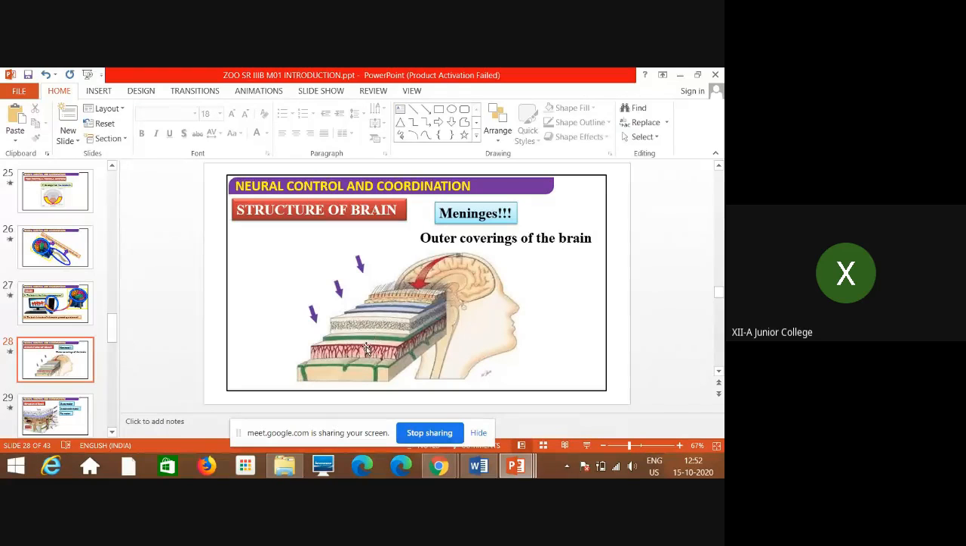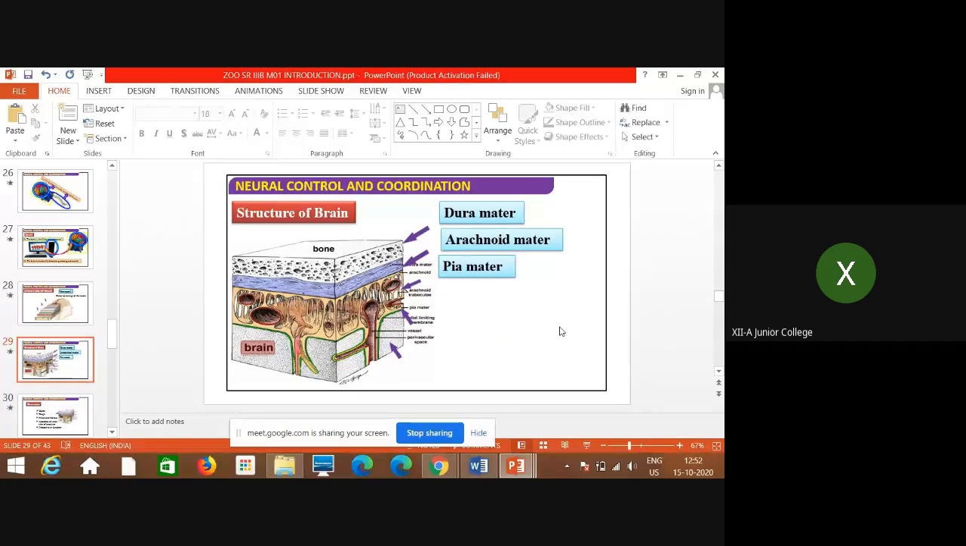Basically there are three layers. These meninges are of three types. You can see the structure. The outermost is called dura mater, which is attached outwardly to the cranium. Then the second membrane is called arachnoid mater, and the innermost layer is called pia mater. So outermost dura mater, the middle one arachnoid, and the inner one pia mater.